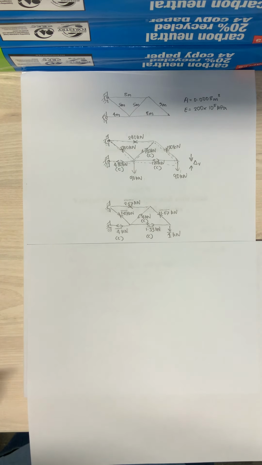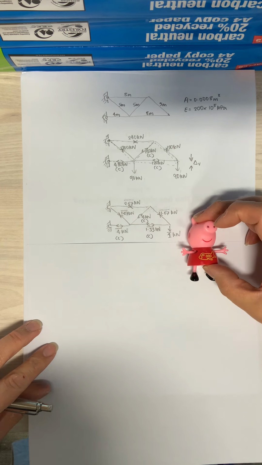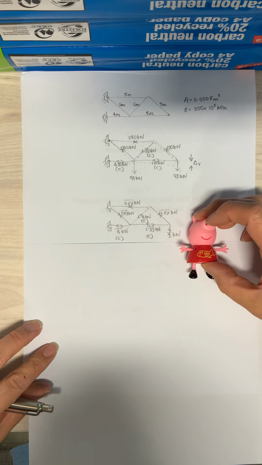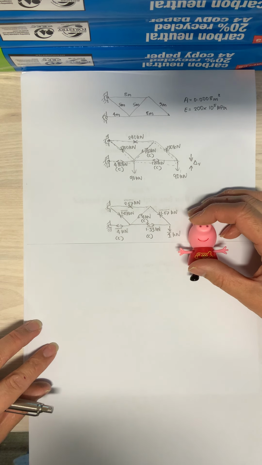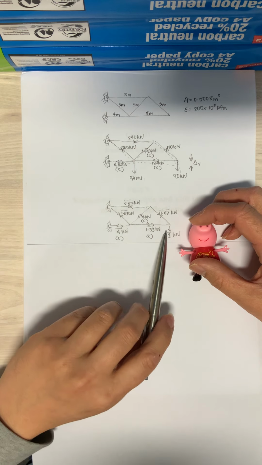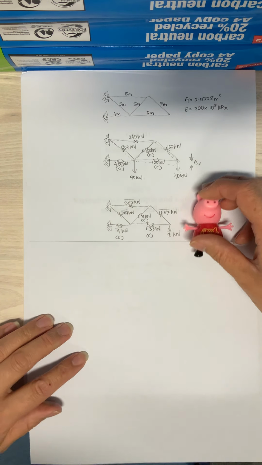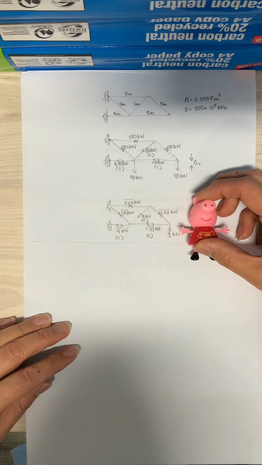Sometimes students get confused and think the virtual force could be anything, even the mass of Peppa Pig multiplied by gravity. It doesn't have to be 1 kilonewton. It can be anything. So the virtual force is applied at the end.